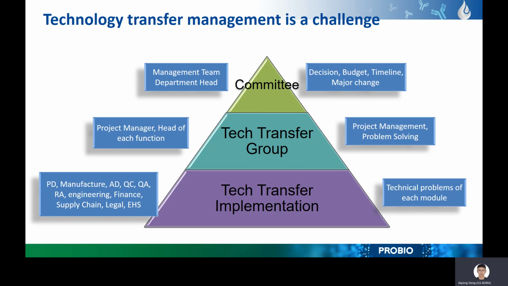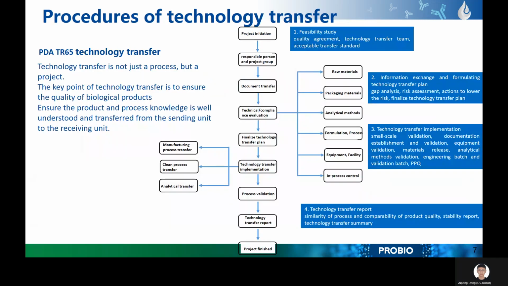Lastly, the implementation of technology transfer needs many function groups to take part in, such as PD, manufacturer, AD, QC, QA, and I. What's more, the engineering, finance, supply chain, and EHS also have a very important role in technology transfer. The technology transfer is more than a process. It should be taken as a project, and keeping the product quality is a key point in tech transfer.